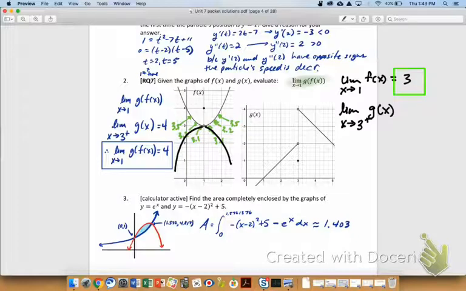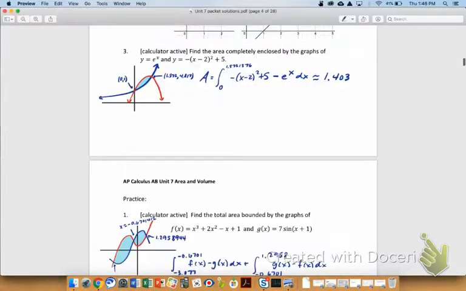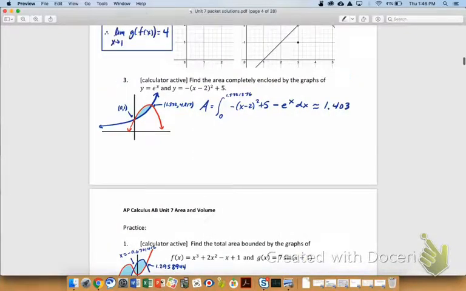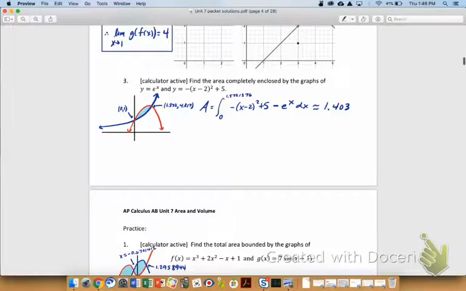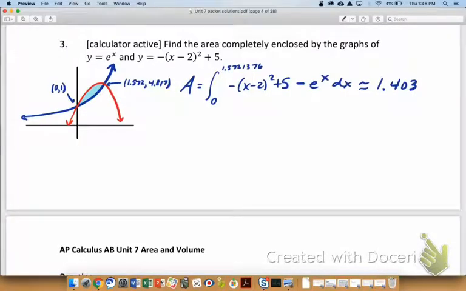All right, so then number 3 is right here. I got 1.403 for a final answer. You guys get the same thing? Okay, good. So I found my intersection points, 0, 1, and whatever that other one is. There we go. And set up my integral with the parabola minus the exponential, and then definitely use Math 9 to finish that one out.